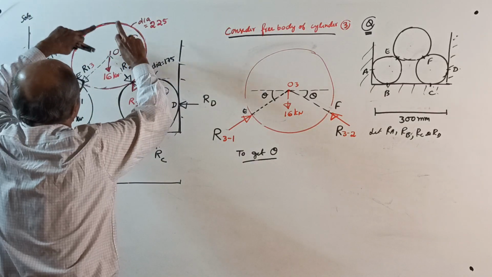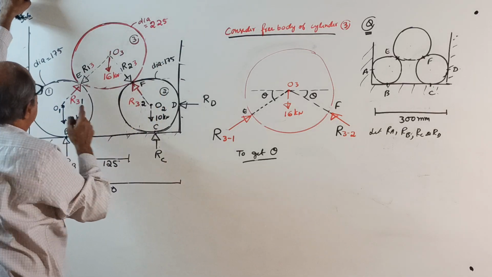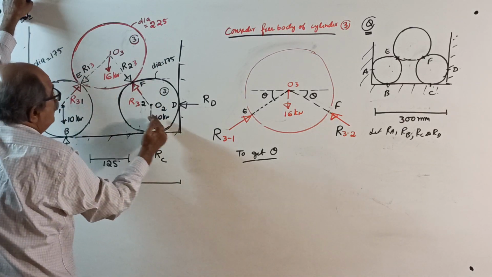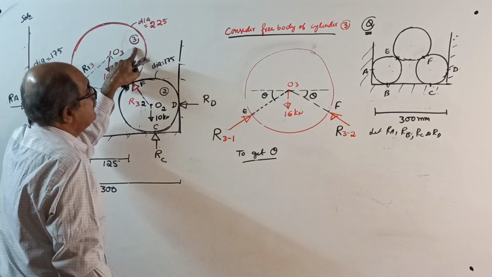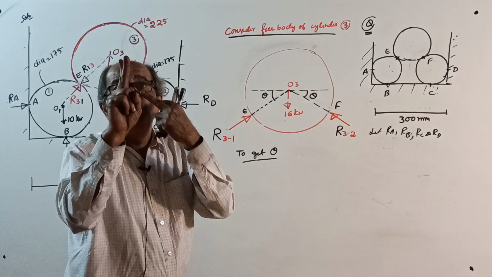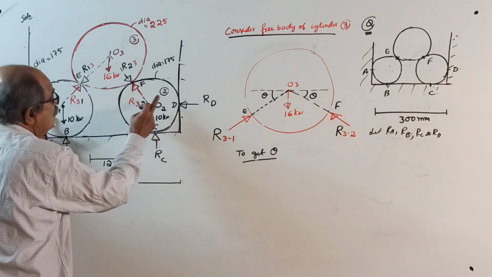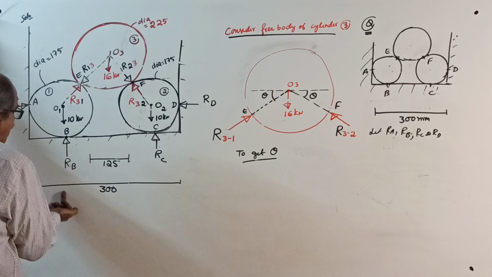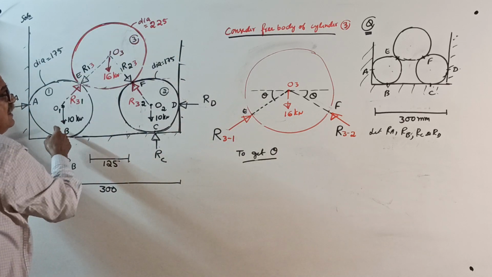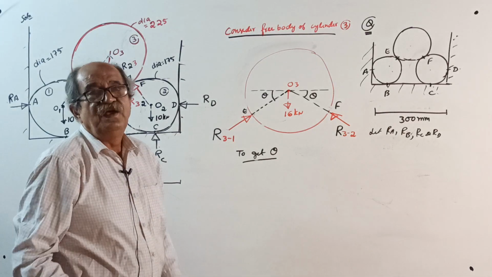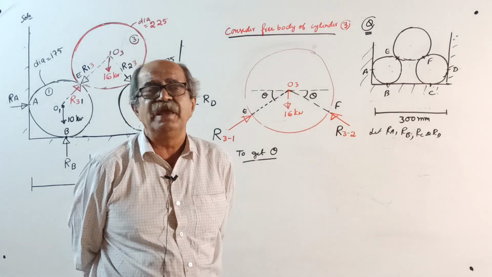When I consider cylinder 3, there is the weight, one reaction here, one reaction here. Both are unknown reactions. So for cylinder 3, there are 2 unknown reactions. But for cylinder 1 or 2, there is one reaction here, one reaction here, one reaction from there. 3 unknowns are there. We use sigma Fx equals 0, sigma Fy equals 0, or Lami's theorem if applicable.